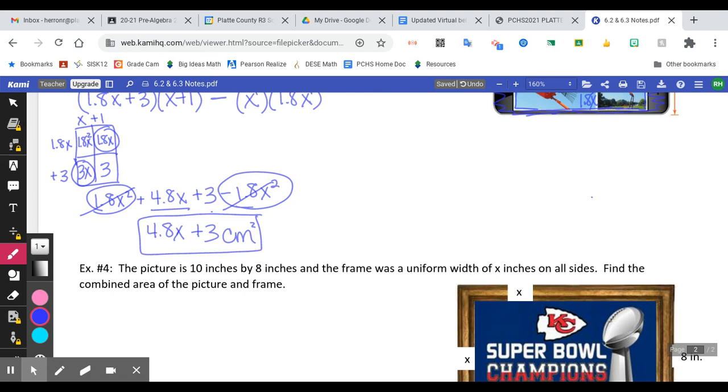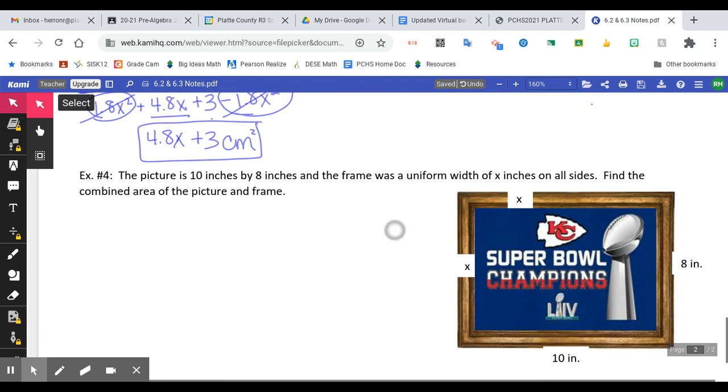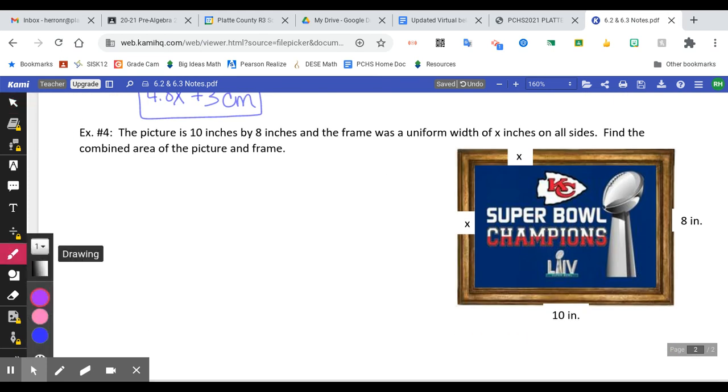All right, last one here. Hopefully this is doing okay. It might be a little confusing, but you'll get it. Big minus small. Sorry, I have to learn to switch my arrow. The picture is 10 inches by 8 inches, so that's the actual picture. The frame is a uniform width of x inches on all sides. Find the combined area of the picture and the frame.